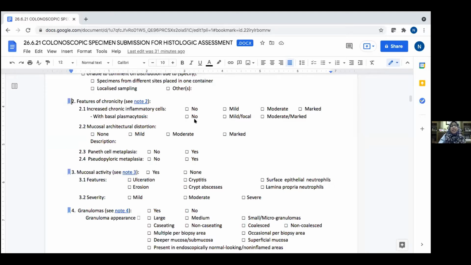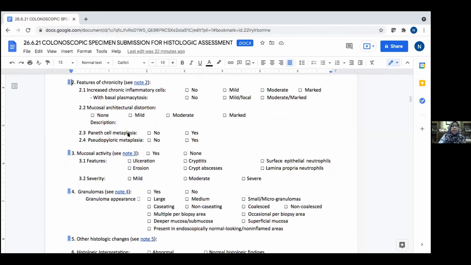And whether there is basal plasmacytosis, and you note whether it's mild or moderate or none at all, and whether there is architectural distortion, which can be in the form of crypt architecture branching, or villiform change, irregularity. So that is also kind of subjective, but as you go along, you see some pictures, you may decide whether it's mild, moderate, or marked.